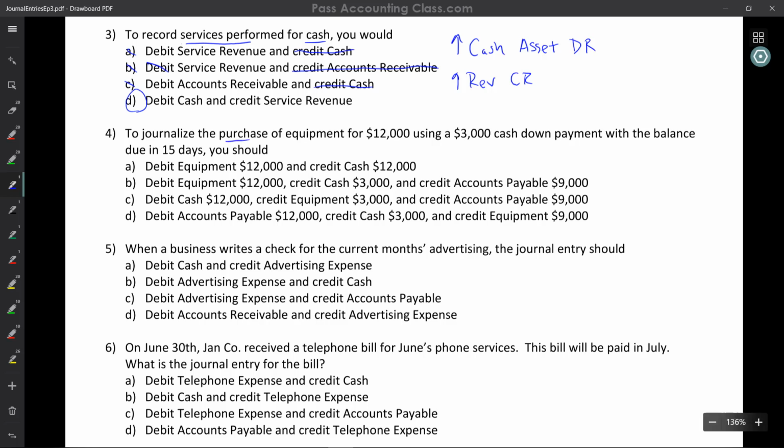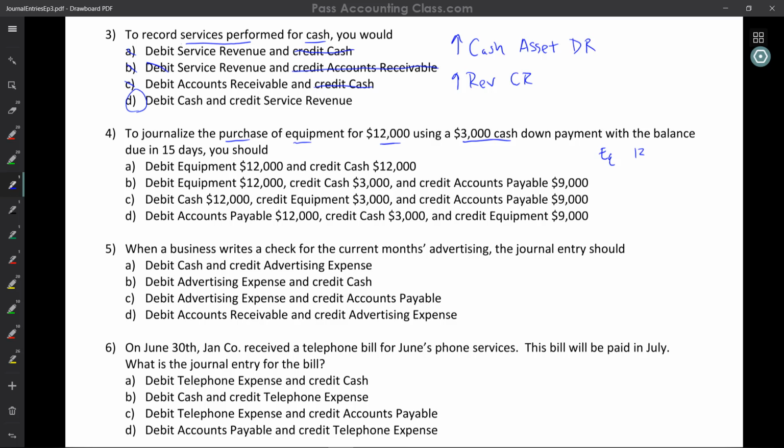We have a purchase of equipment for $12,000, and so I know that equipment is an asset. We increase the balance of an asset account by debiting it, so we're going to debit equipment, and that's going to be $12,000. And we use cash for the down payment of $3,000, so I'm going to credit my cash. We have less cash now than we did before.